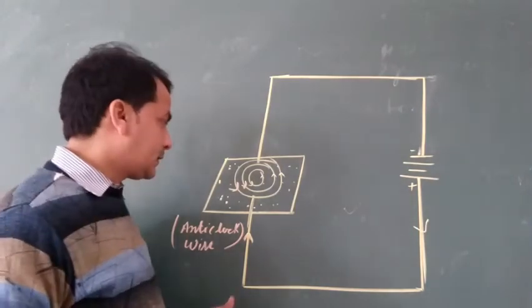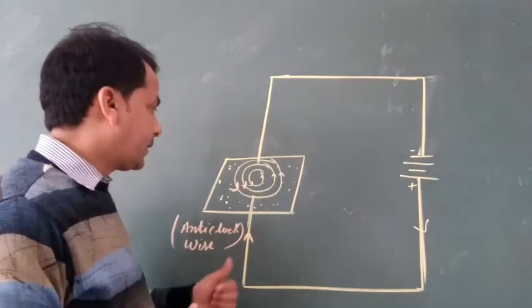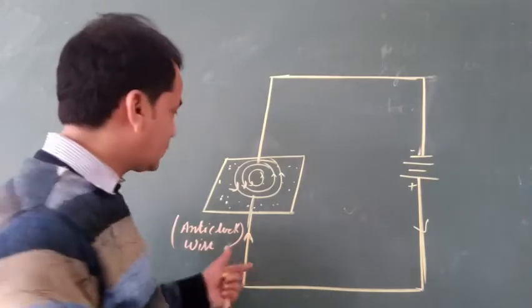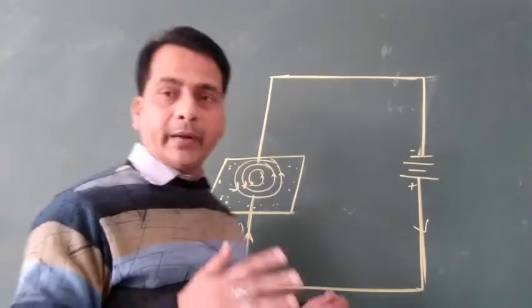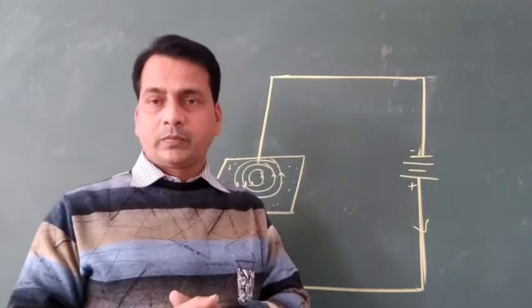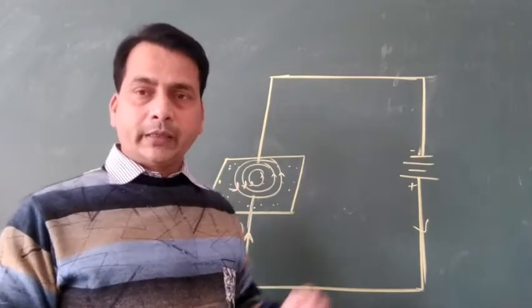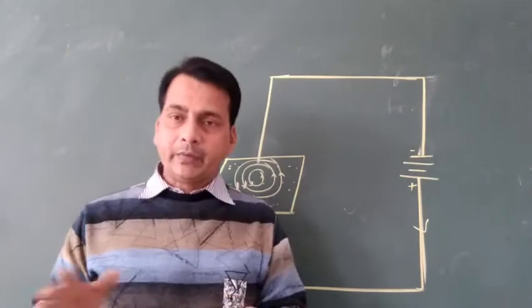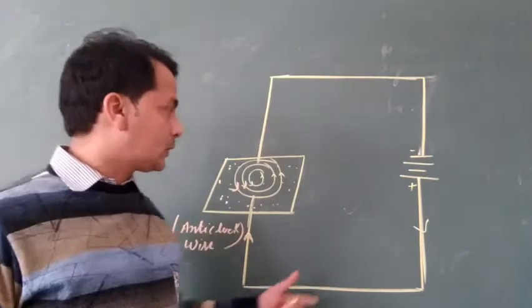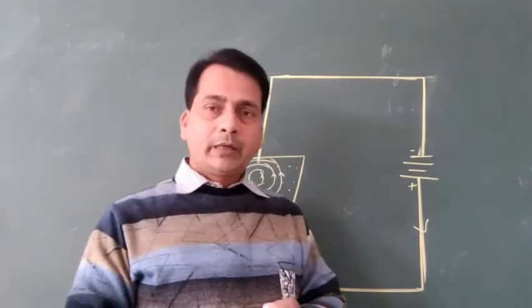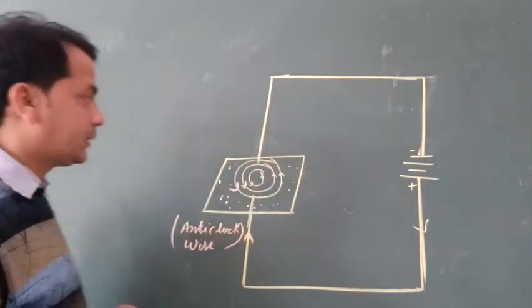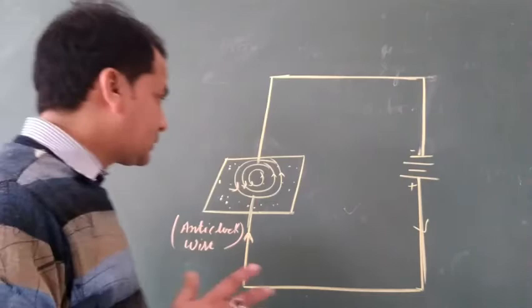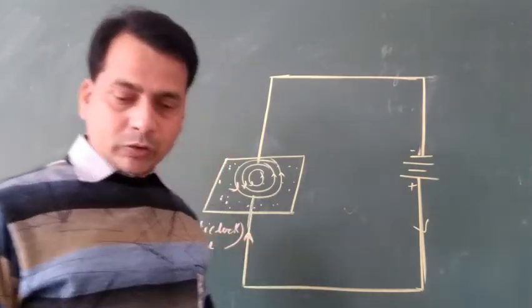So it is clear that the strength of the magnetic field is inversely proportional to the distance, and the strength of the magnetic field also depends on the electric current, means the magnetic field is directly proportional to the electric current. If the current increases, the strength of the magnetic field also increases. So now the next question of this question paper.